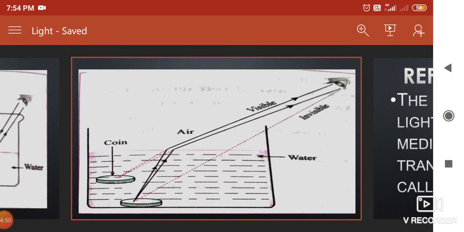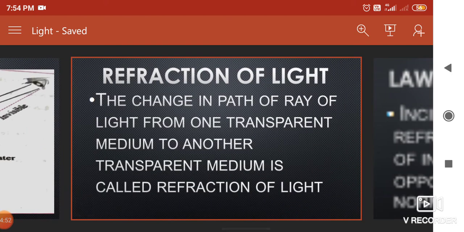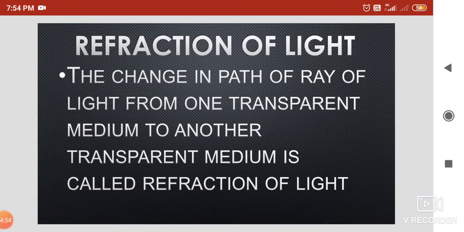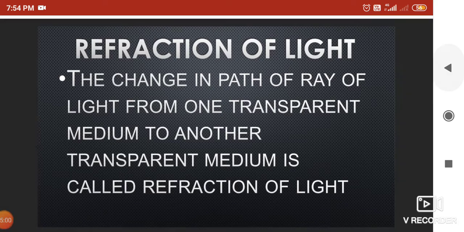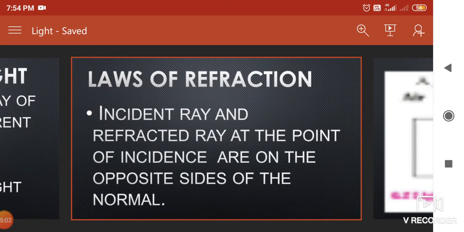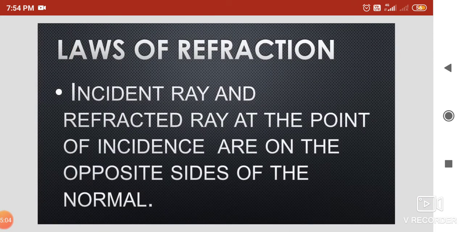This change in path of light is called refraction of light. All these figures show refraction, that is, a change in the path of the ray of light. Now let us see the laws of refraction.